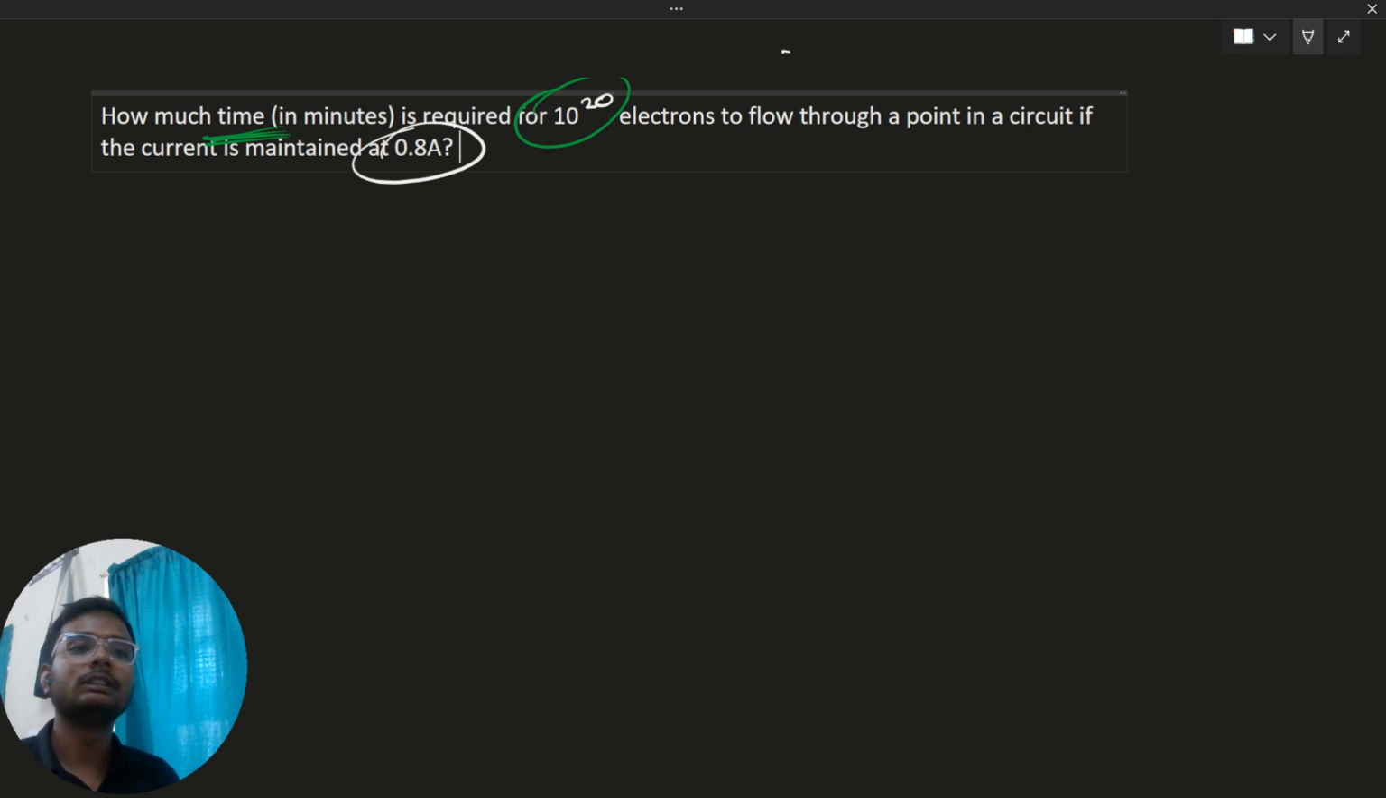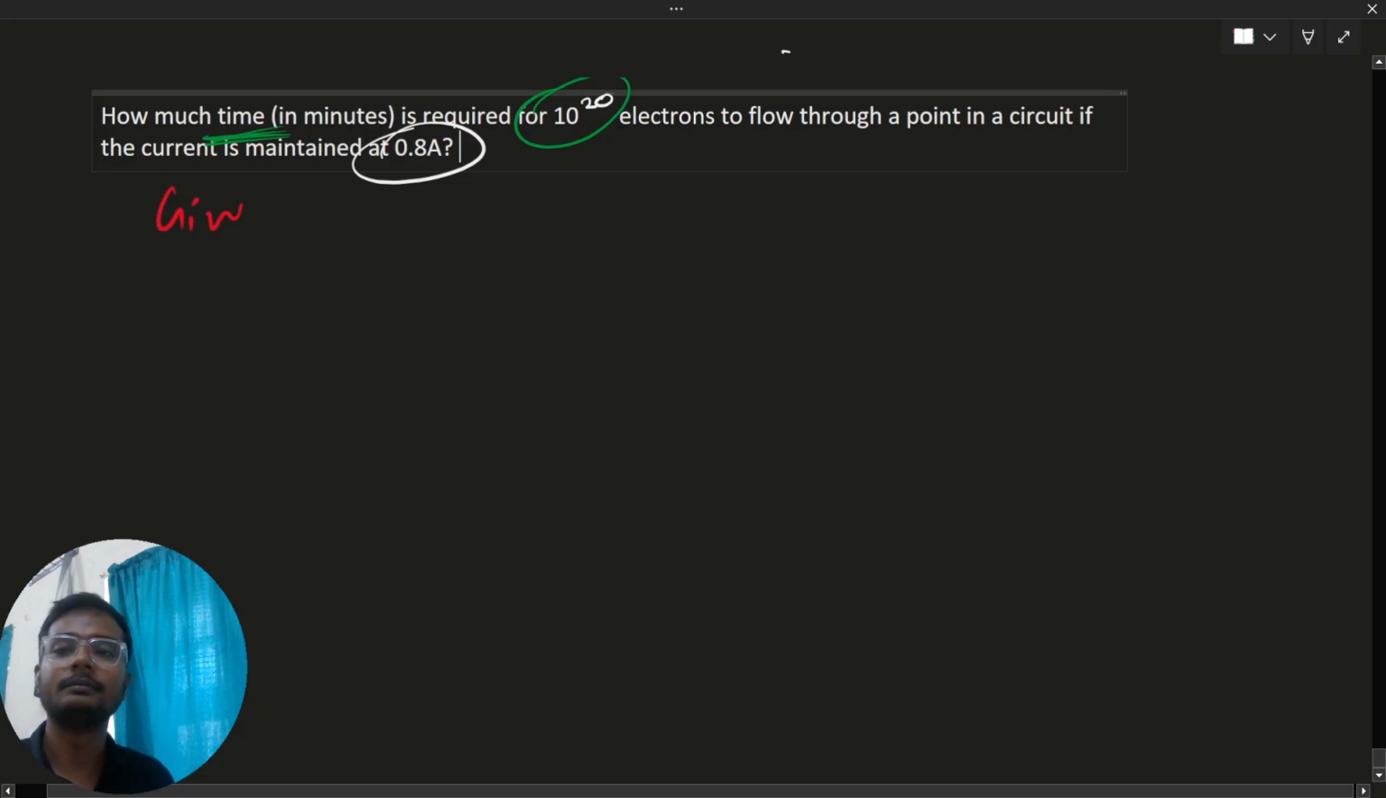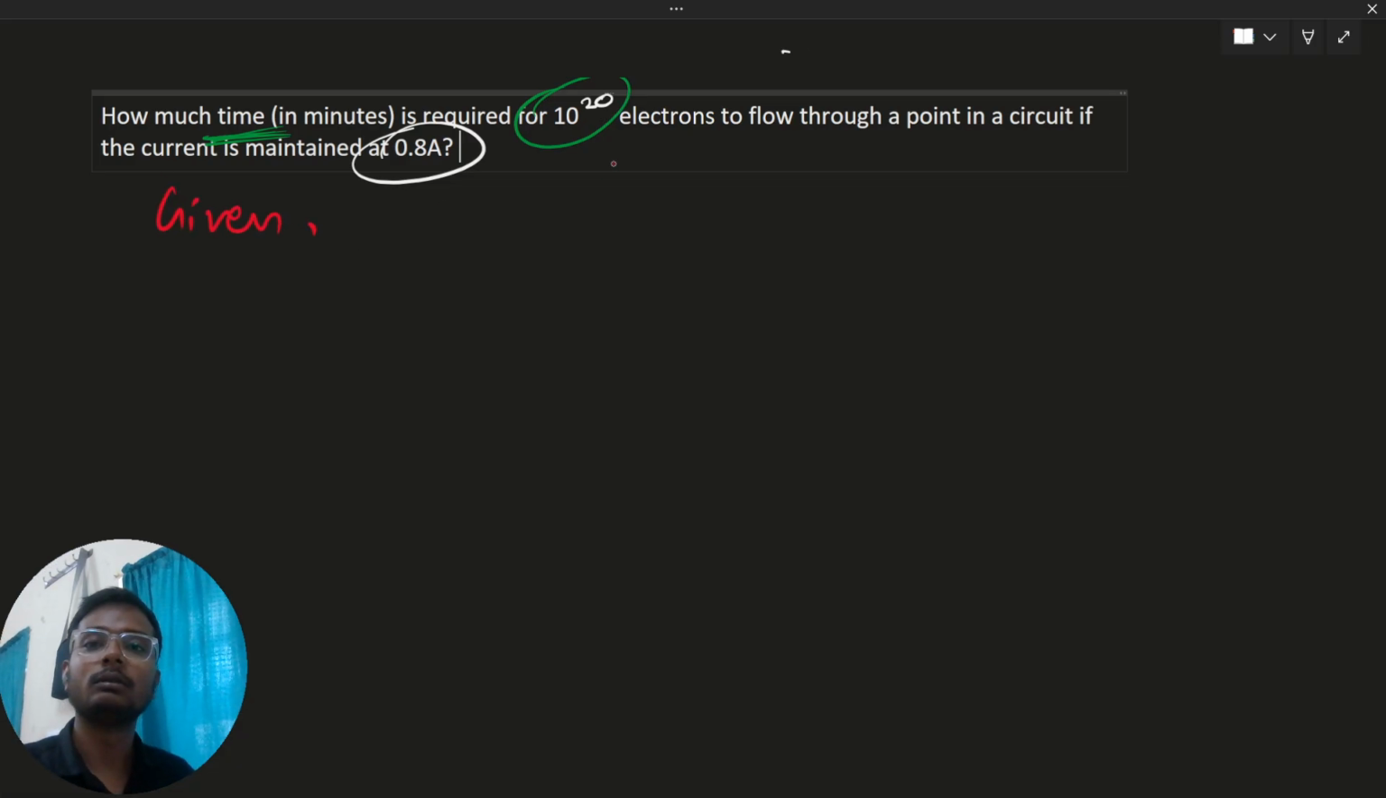Okay, now see, in this question, what all data is given? What all things are given?